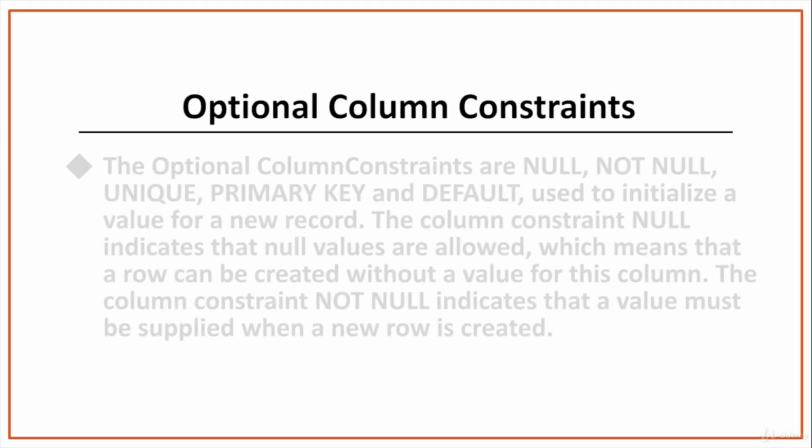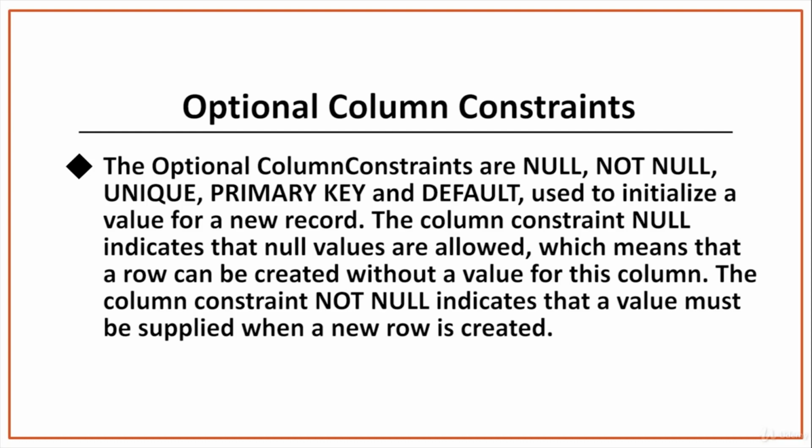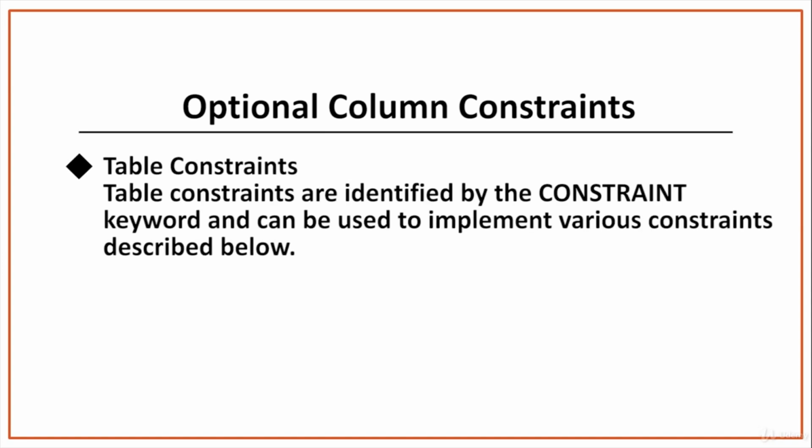The optional column constraints are null, not null, unique, primary key, and default, used to initialize a value for a new record. The column constraint null indicates that null values are allowed, which means that a row can be created without a value for this column. The column constraint not null indicates that a value must be supplied when a new row is created. Table constraints are identified by the constraint keyword and can be used to implement various constraints described in the following.